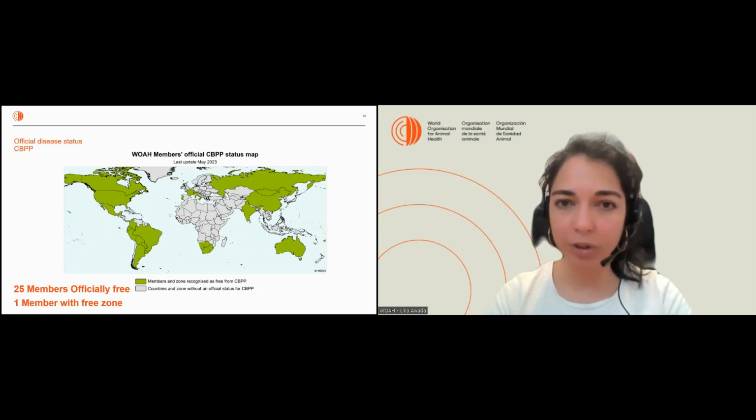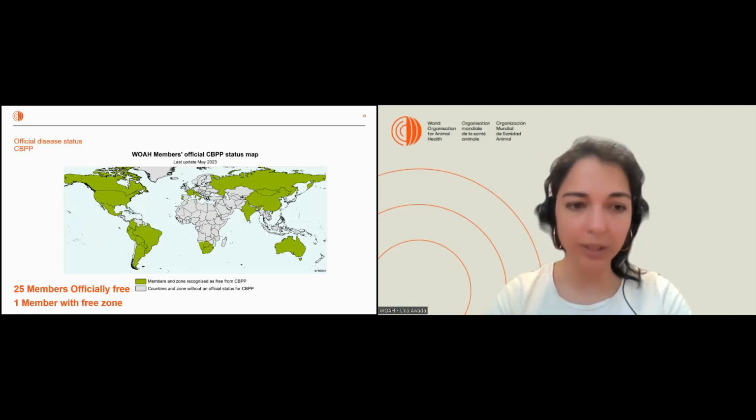And this is the situation as of May 2023. There are 25 members officially free and 1 member with a free zone.